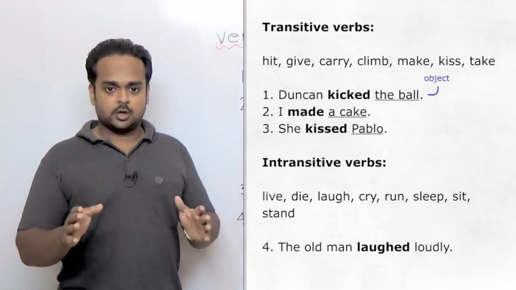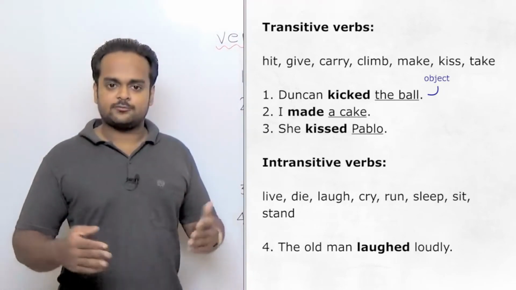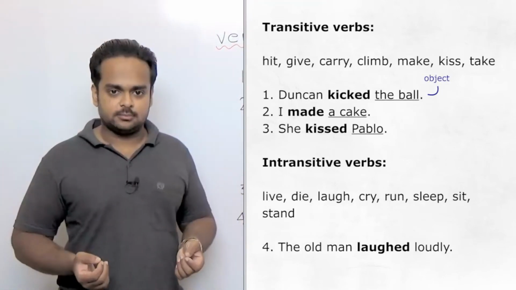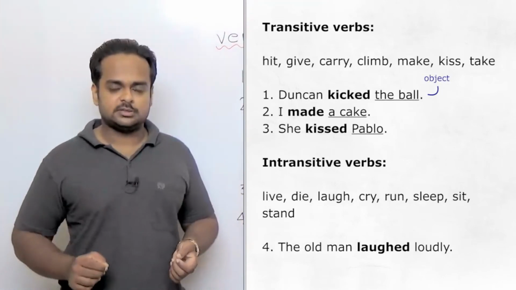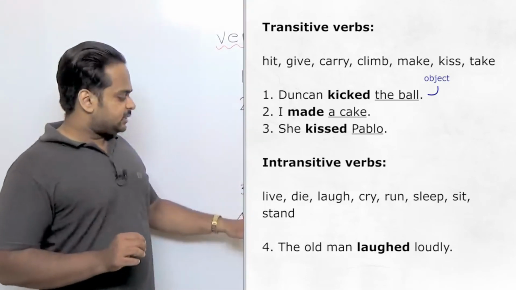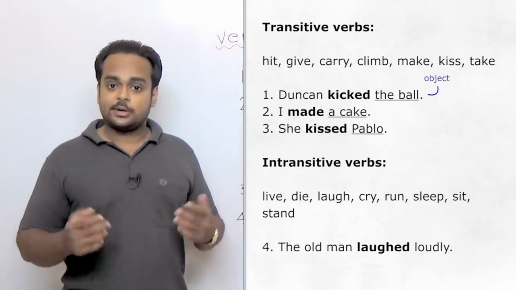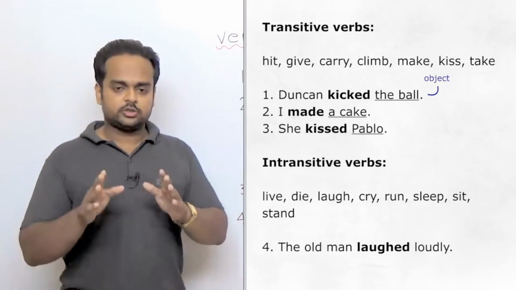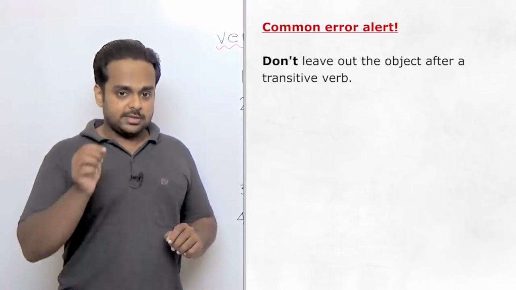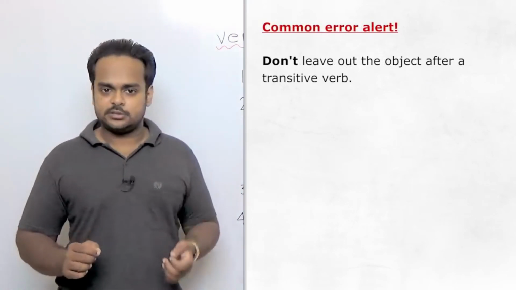So if you ask the questions, the old man laughed who? Or the old man laughed what? You will get no answer. That's how you know that that verb is intransitive. Okay, I told you that students make mistakes with these. What kinds of mistakes do they make? Well, the most common mistake is that students often leave out the object with a transitive verb.